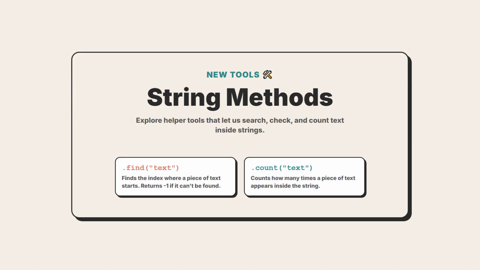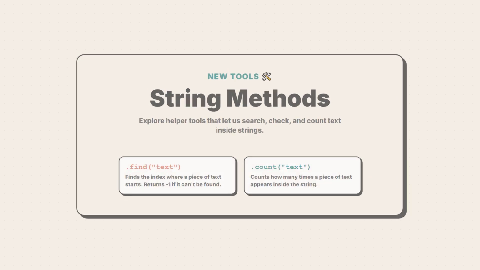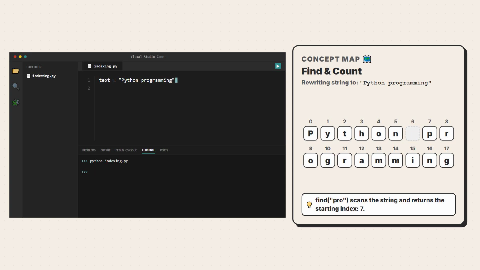Next, let's explore 4 powerful methods that help us inspect and search strings. Let's rewrite our variable, text equals Python programming. First, we can find where a specific word or letter starts using the find method. It scans the string and finds that pro starts exactly at index 7. Let's write this in our editor, print text.find pro. Run the program. The output is 7.